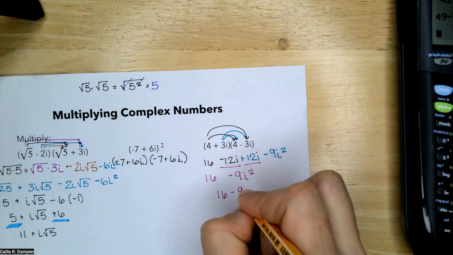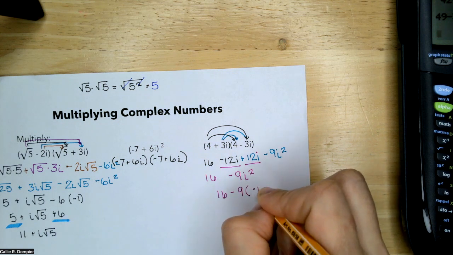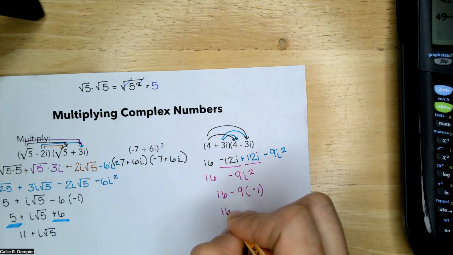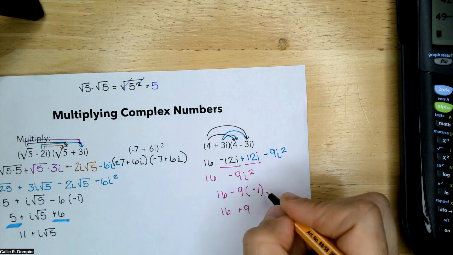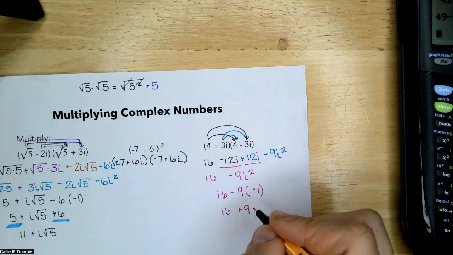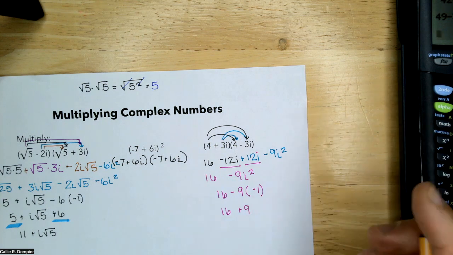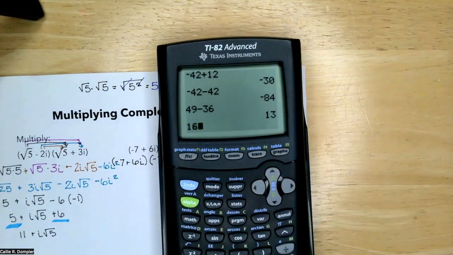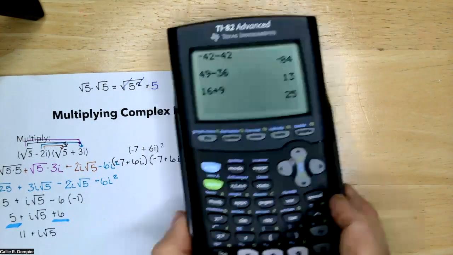16 minus 9i squared. Remember, anytime you see i squared, it's a negative 1. So it's 16 plus 9, because negative 9 times a negative 1 is a positive 9. 16 and 9 together make 25.